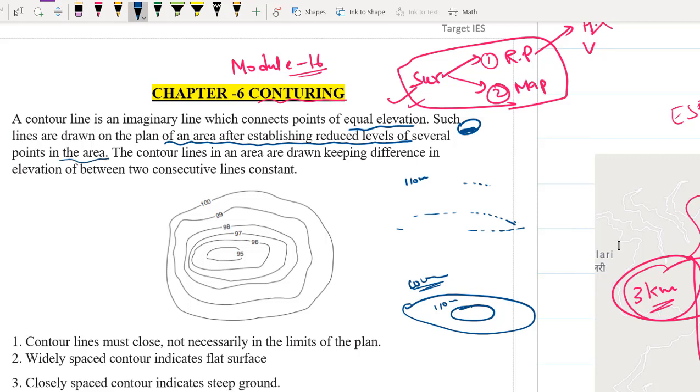See, in the last module we have found the reduced level, right? We have used the dumpy level and found what is the reduced level of various points. Once you get the reduced level, you have to draw a contour map like this.